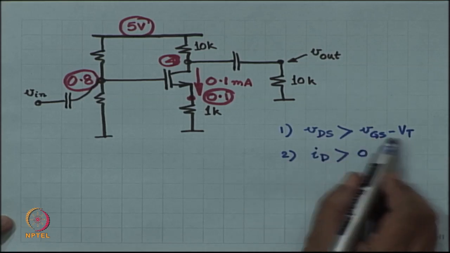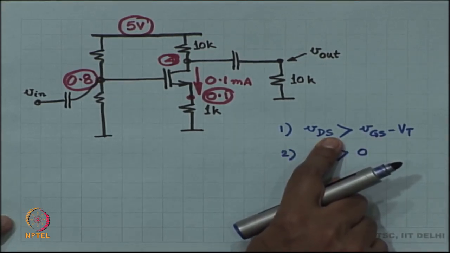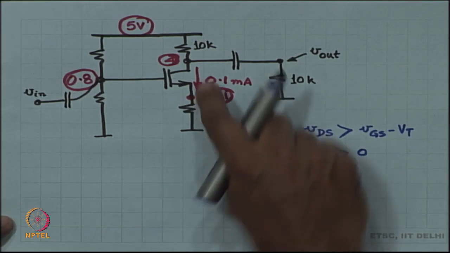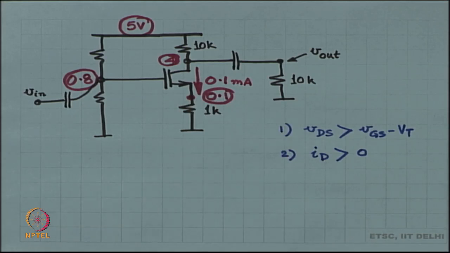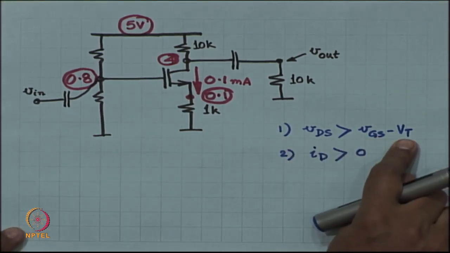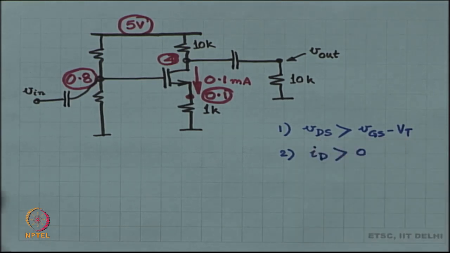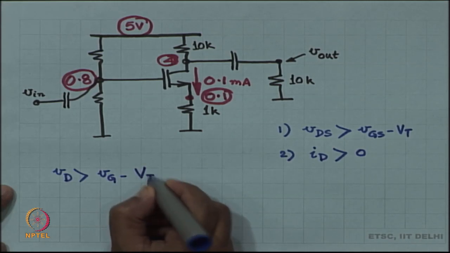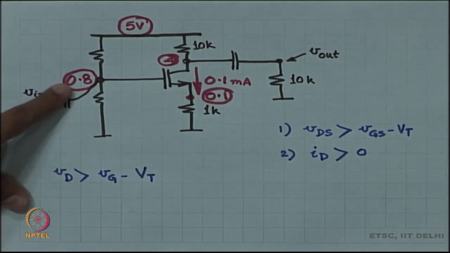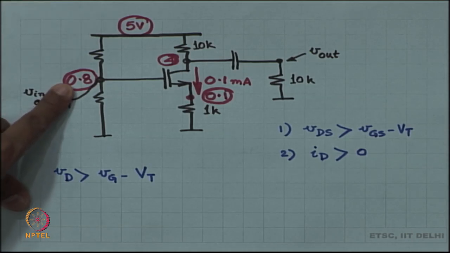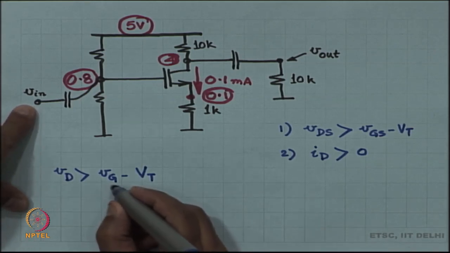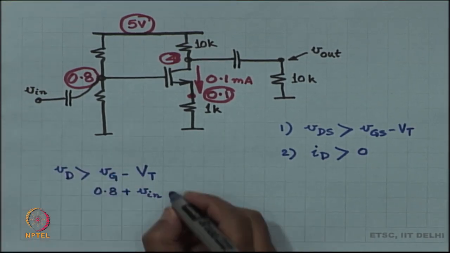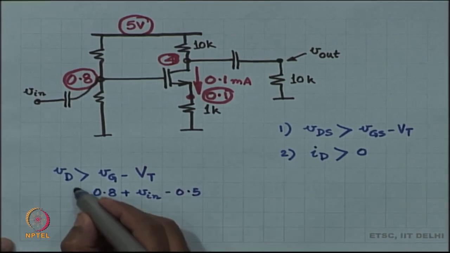So, from item number 1, what did we get? VDS has to be greater than VGS minus VT. Of this, both the source as well as the drain are moving. The source is not really static. If there is a signal current in ID, then the source voltage will also change. However, if you look at equation 1 carefully, the source voltage will cancel out from both sides, which effectively means that VD has to be more than VG minus VT. The gate voltage is the DC gate voltage 0.8 plus V in. VT is 0.5, which is what we had picked in the last class.